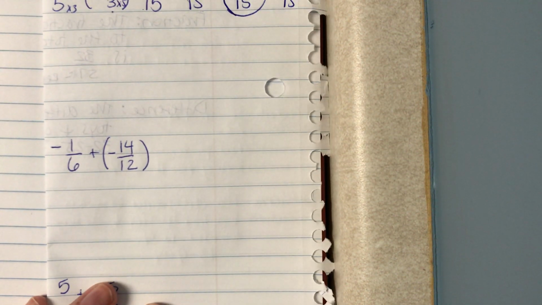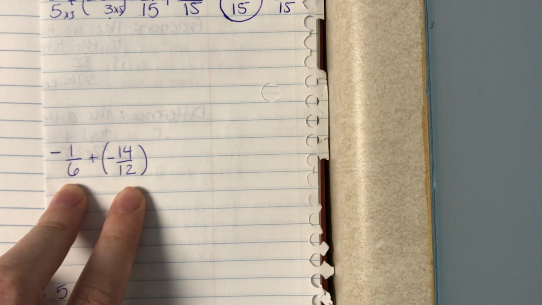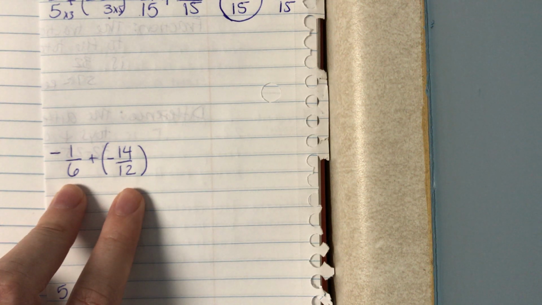All right, next one. I have -1/6 plus -14 over 12. Okay, so my denominators are 6 and 12. So I'm thinking of a number that 6 and 12 both go into. So I know that 6 and 12 both go into 12, so that's the number that I'm going to choose.